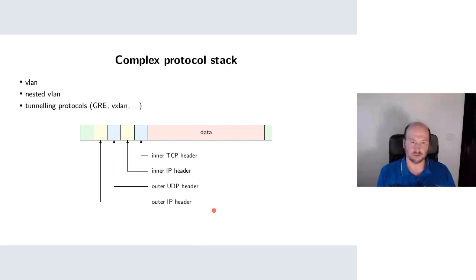Another piece of complexity is that we have a more complex protocol stack, because we don't have only those simple packets as I've shown in the beginning. We also have tunneling protocols like GRE, or today more popular VXLAN, which is often used for cloud hosts and similar setups. So we have multiple layers of protocols, which also complicates the processing, because once we process the tunneling protocol, we need to go back down to IP and process the inner packet again.